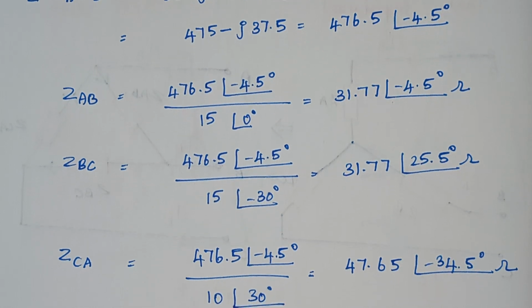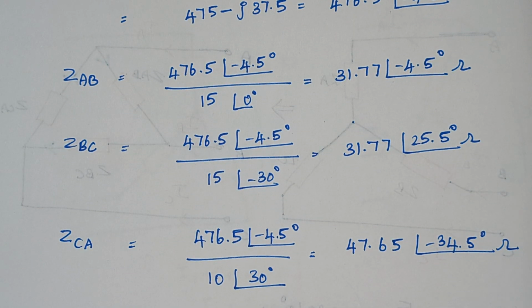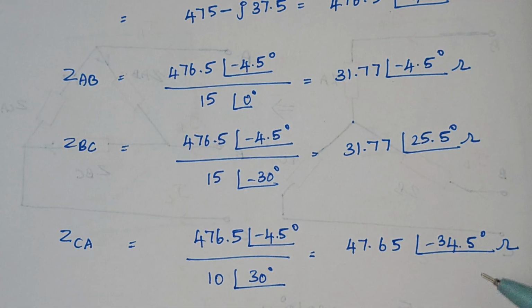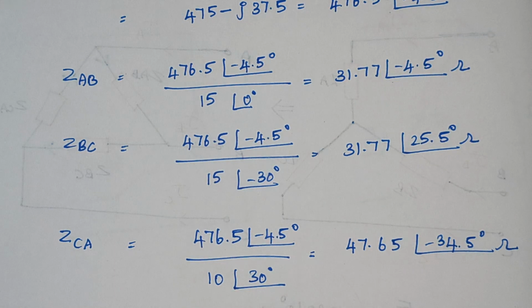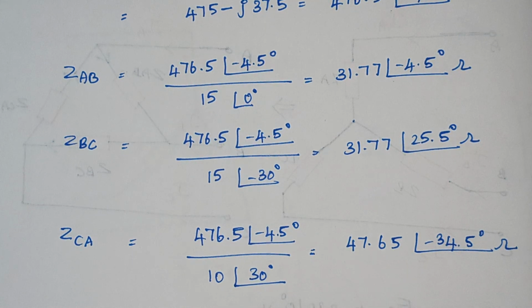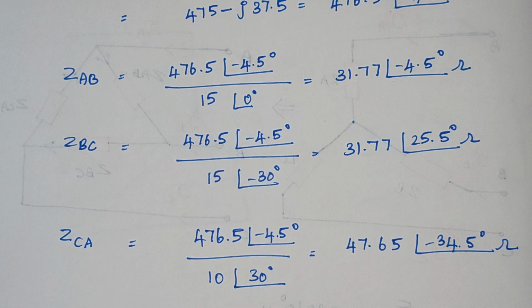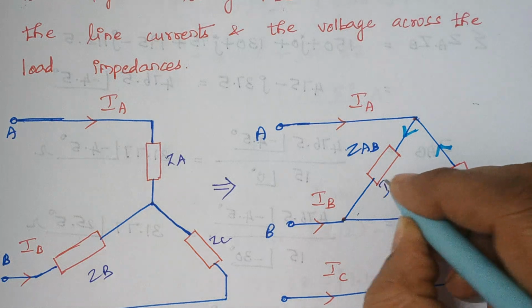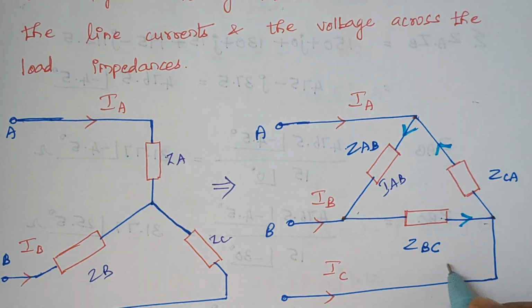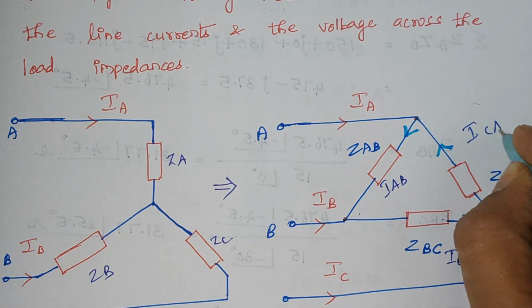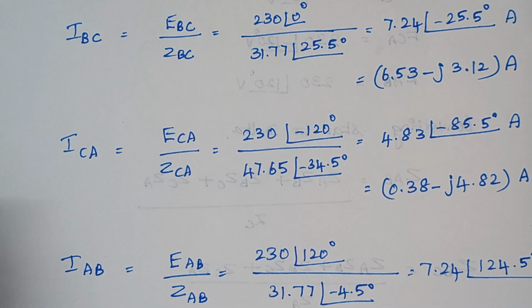So ZAB, ZBC and ZCA, right? After substituting, we get the answer like this. Now the next thing is we are going to find the values of the currents, IBC, ICA and IAB. The current flowing through this line is nothing but IAB, through this is IBC, and through this is ICA, right?